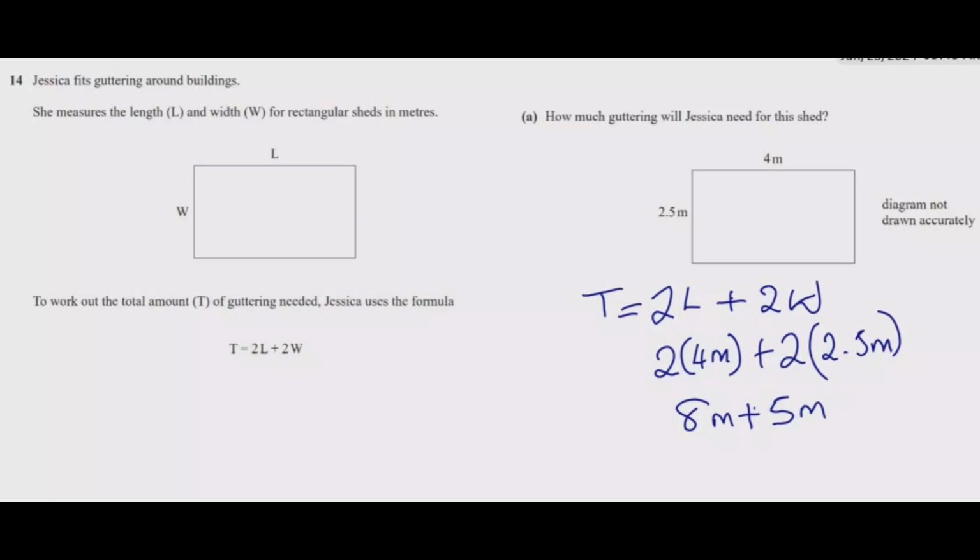Then we are going to simplify this, which is 8 meters plus 5 meters will give us 13 meters. So the total amount of guttering Jessica needs is 13 meters. That's the answer.